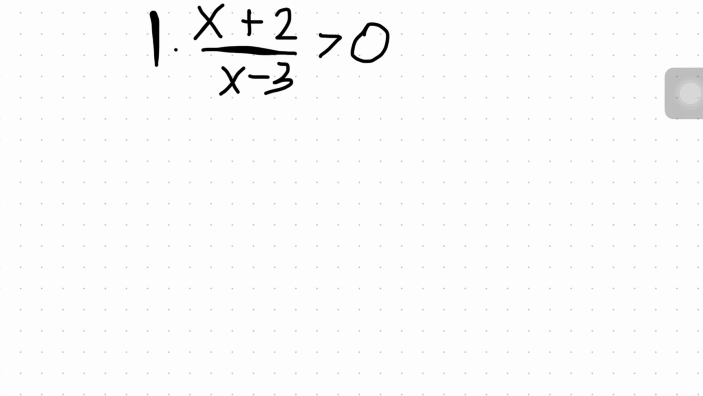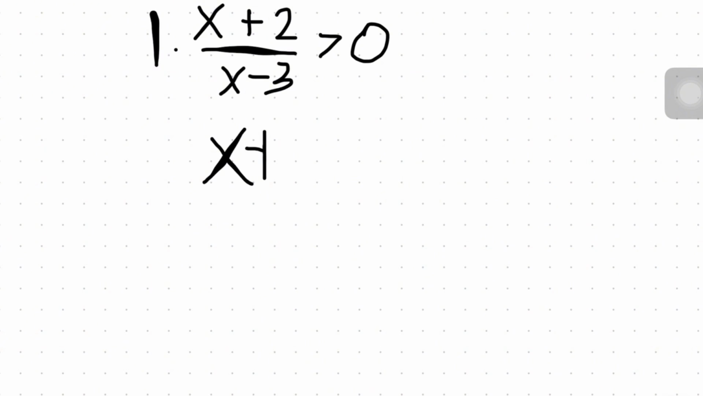So if math sometimes feels like a mysterious spirit world, don't worry. By the end of this video, you'll move through it with confidence, just like Chihiro crossing the bridge. Let's jump straight into example 1. x plus 2 over x minus 3 is greater than 0.